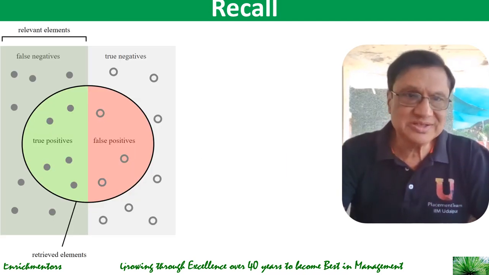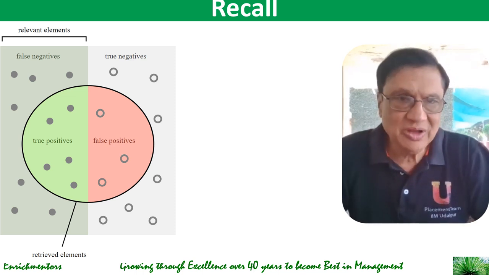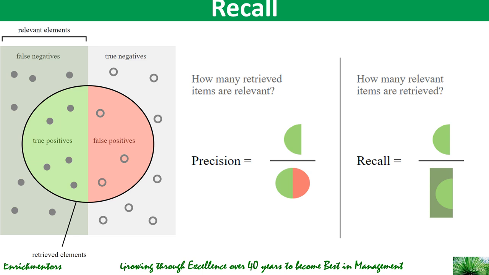The recall is about how many relevant items were retrieved. Now let's understand these relevant items in this matrix on the left hand side. You have this whole set of data that consists of true positives, false negatives, false positives, and true negatives. Now, true positives and false positives are from the data that you have retrieved.